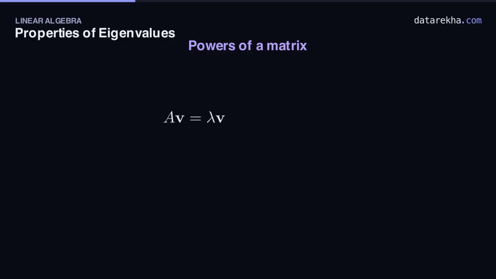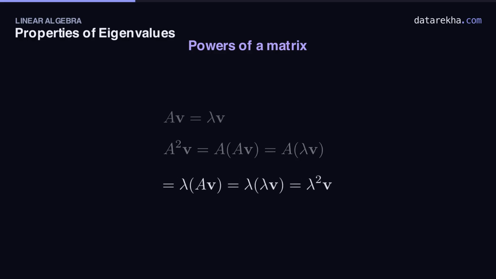Start with the definition. A hits V, and out comes lambda V. Now hit both sides with A one more time. On the left, that is A squared V. On the right, A meets lambda V. Lambda is just a number, so it slides out front. A times V becomes lambda V again, and we collect a second factor of lambda. So A squared V equals lambda squared V.